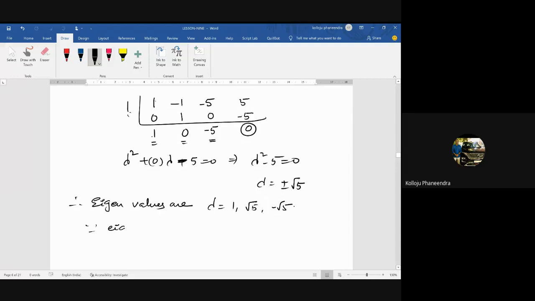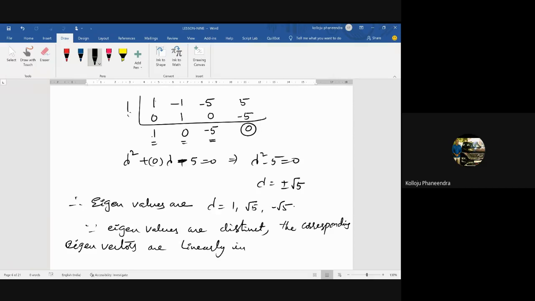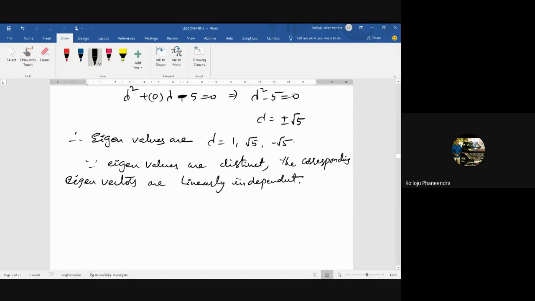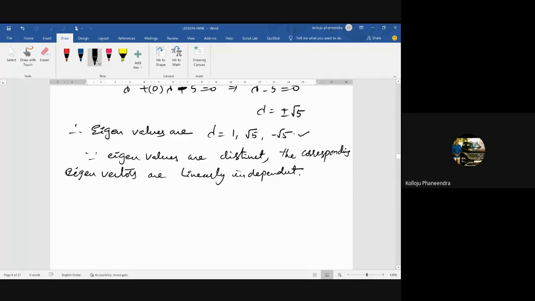Since the eigenvalues are distinct, the corresponding eigenvectors are definitely what? The corresponding eigenvectors are linearly independent. Definitely, it's a theorem. So no need to check the independence of the eigenvectors because the eigenvalues are distinct. Now case 1.